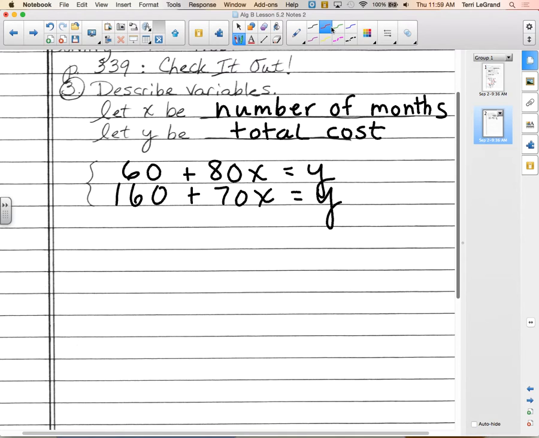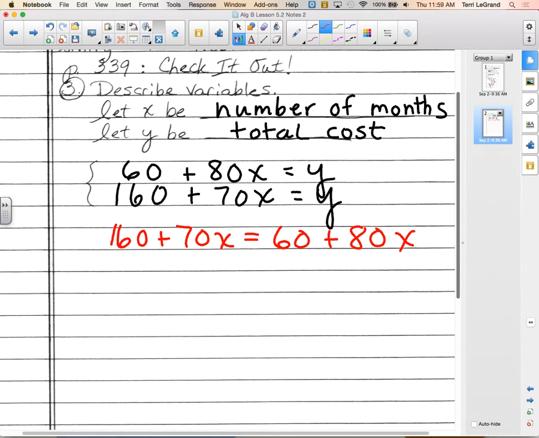Subtract the 70x from what? I don't have anything to subtract 70x from right now, I don't think. You have to set up your equation as 160 plus 70x equals 60 plus 80x. Okay, so 160 plus 70x, I think I heard, and set it equal to 60 plus 80x. Is that what you said? Yes. Okay. What do you think, class? Is that your first step?